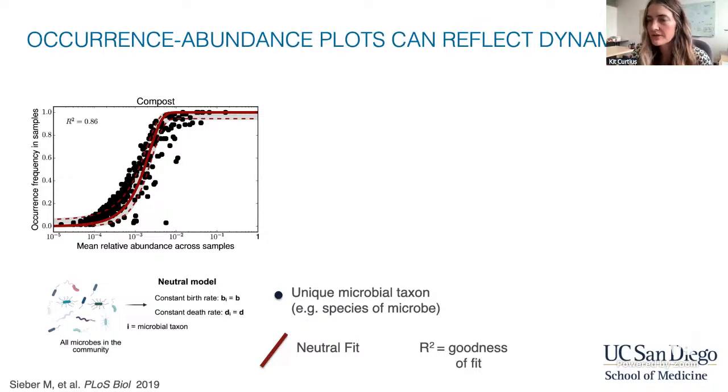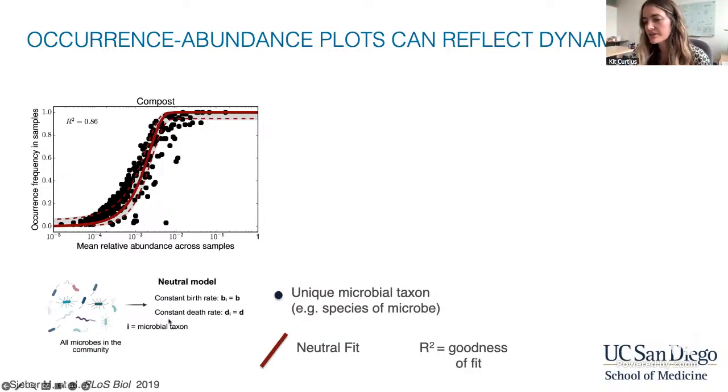And the general intuition is that the more abundant you see a certain microbe in a population of samples, the more often you would expect it to occur across the samples. And then you can write down statistics for how well the data fit that neutral expectation, and write down some R-squared statistics for the distance from that neutral expectation.